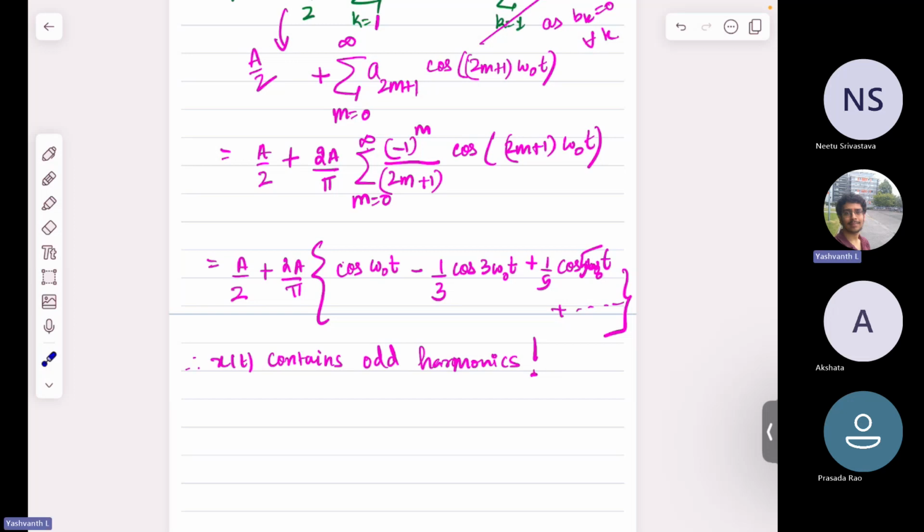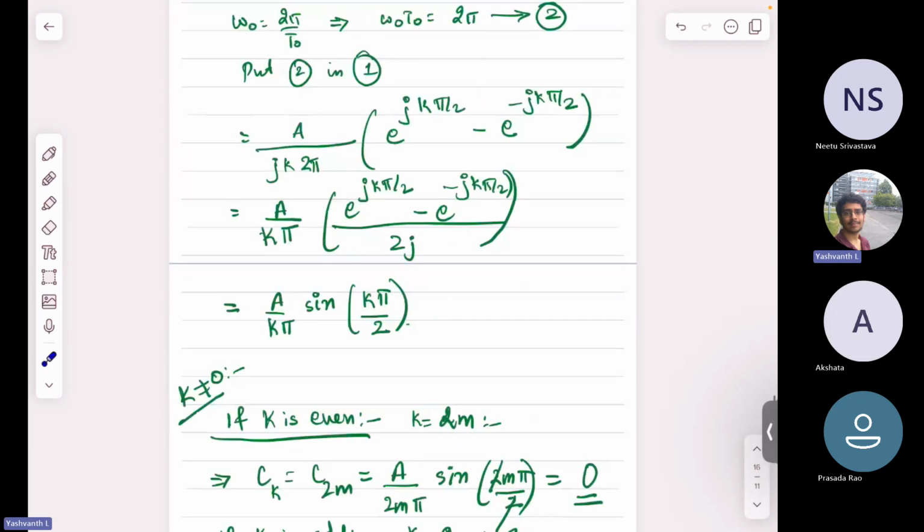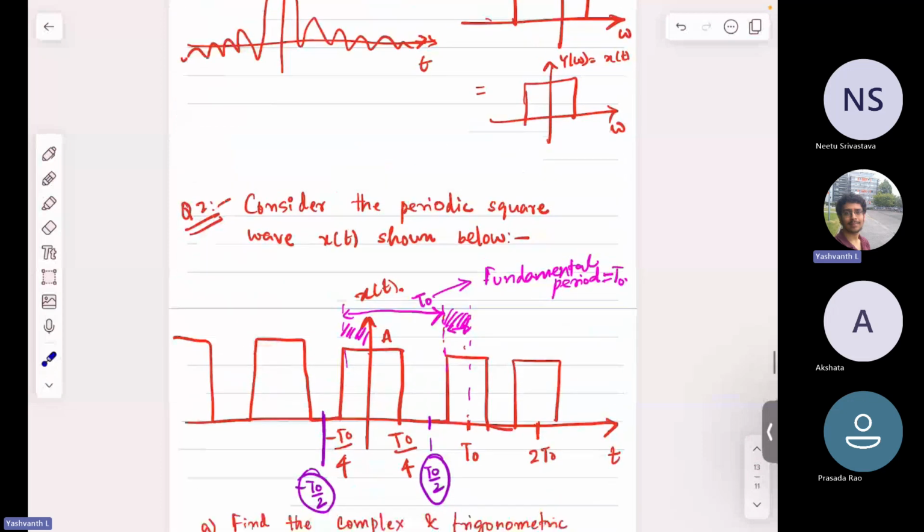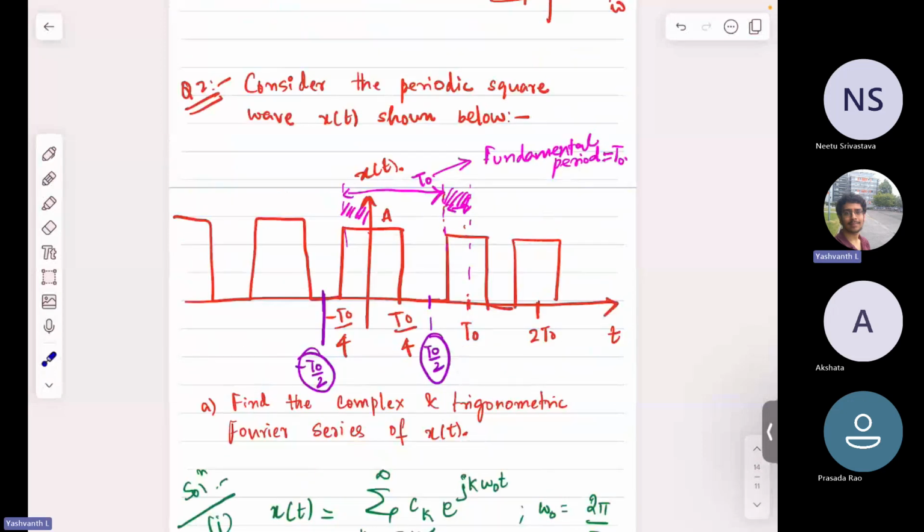Okay. Now, why does this contain cos, and why does the previous question contain sine terms? Can anyone try to guess? The hint is this particular picture. Why should this contain cos terms and not sine terms? Why should the other contain only sine terms and not cos terms?